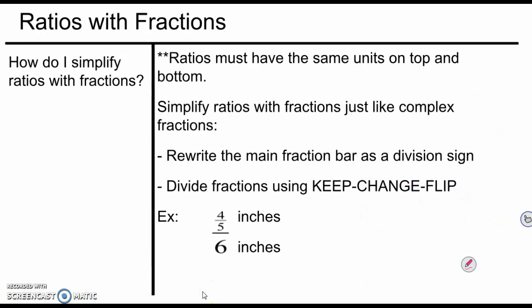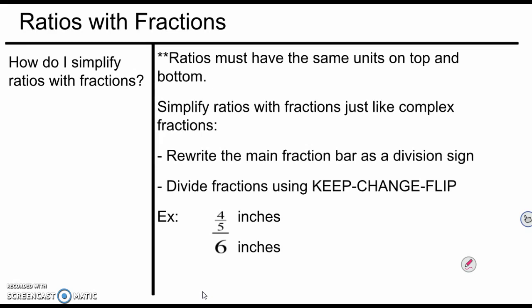How do I simplify ratios with fractions? Ratios must have the same units on the top and the bottom. We simplify ratios with fractions just like complex fractions. Rewrite the main fraction bar as a division sign and then divide fractions by multiplying by the reciprocal.